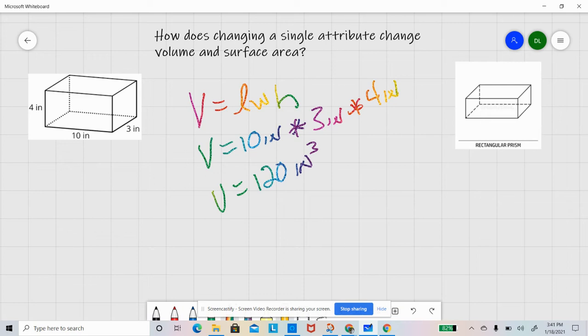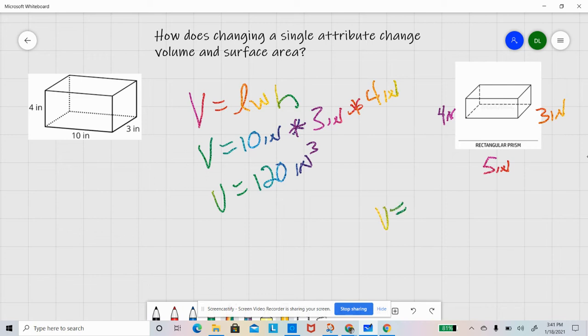So now we're going to take a look at this other rectangular prism, and we're going to use the same numbers. We're going to use 4 inches for the height. Now, instead of 10 inches for the length, we're going to use 5 inches. And then for the width, we're going to stick with 3 inches. So what did I do? I changed one attribute. I changed the 10 to a 5. So we're going to see how by changing one attribute, what happens to the volume.